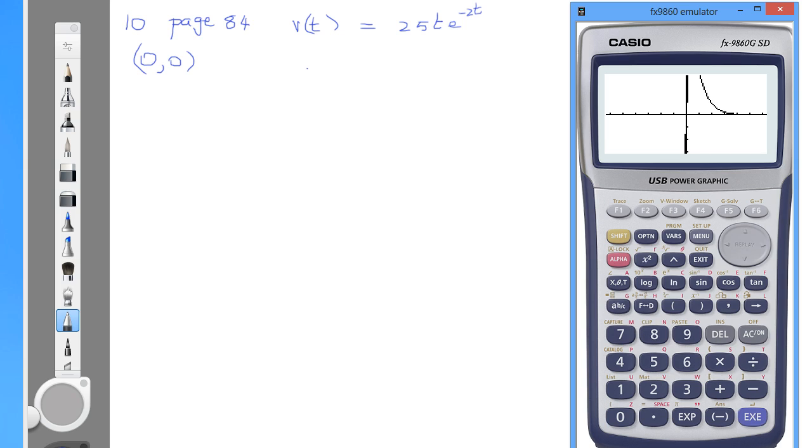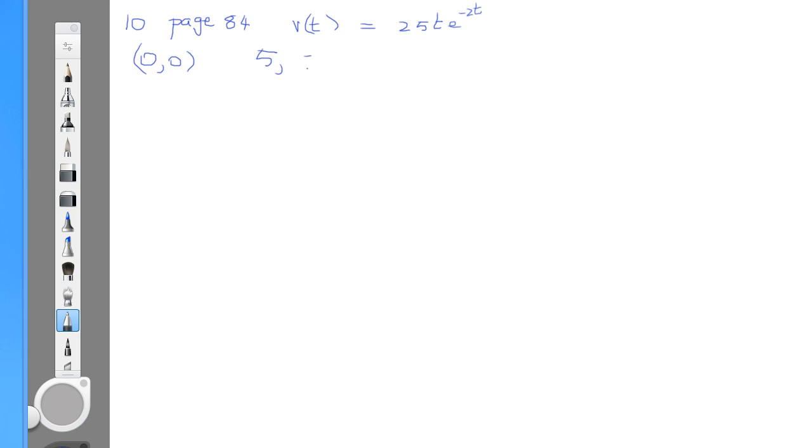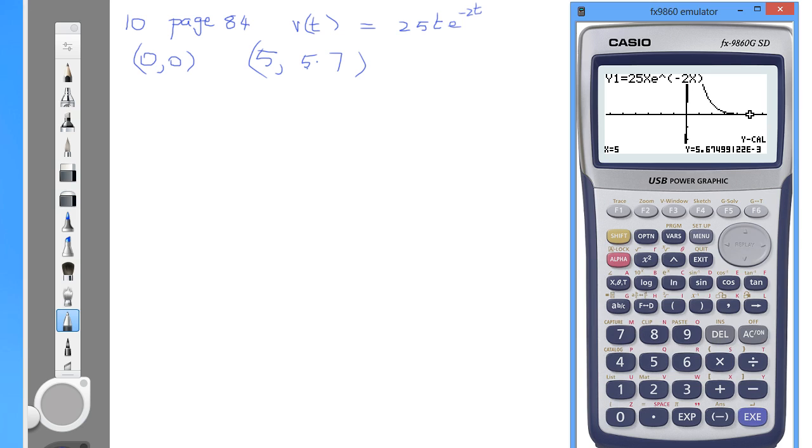So let's try a G solve. So Shift G solve for an x value of about 5. So we want to calculate the y value for an x value of 5. And we find out that y is 5.7. So let's see if that's enough to get a decent graph.